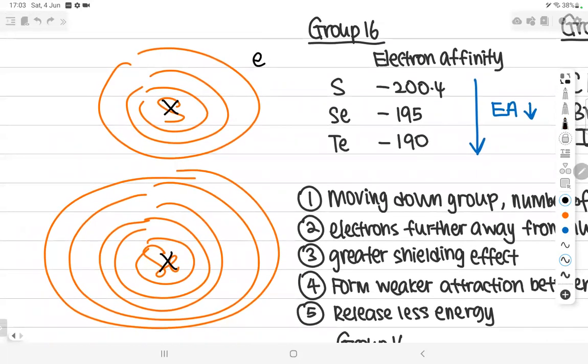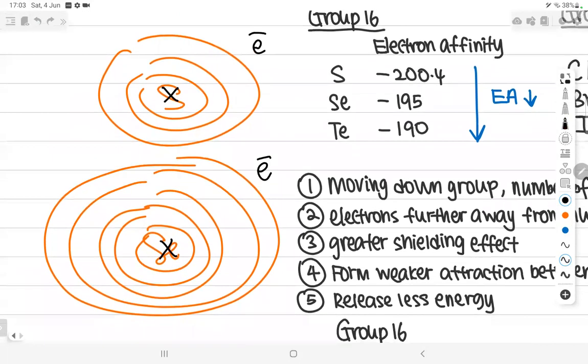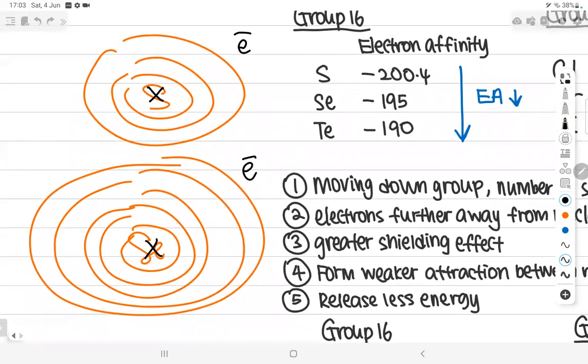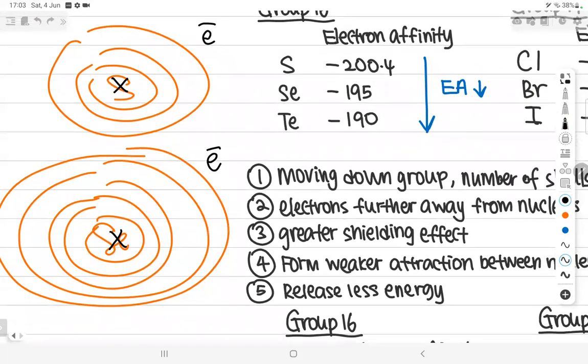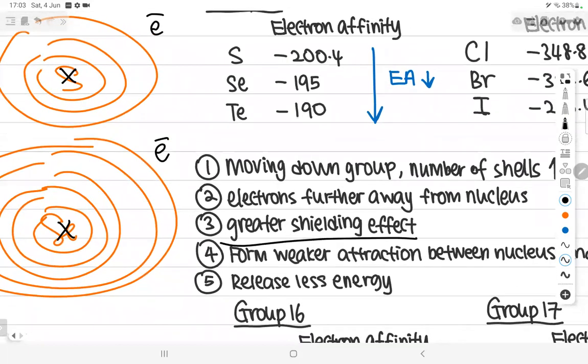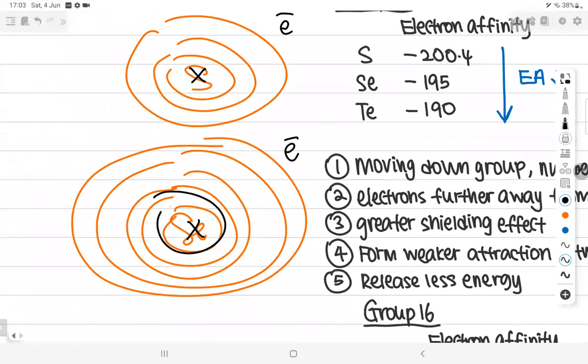This is the electron that we want to receive. We want to receive one more electron and put it in. We learned this in ionization energy as well. When the electron is further away from the nucleus, the shielding effect becomes greater. So with more and more shells, you have a greater shielding effect.